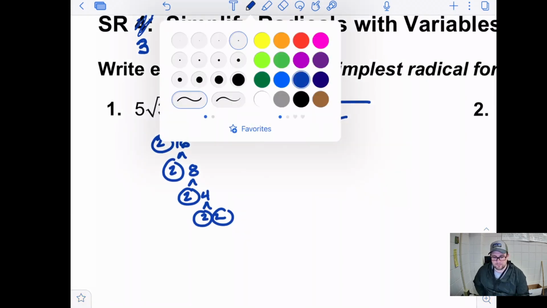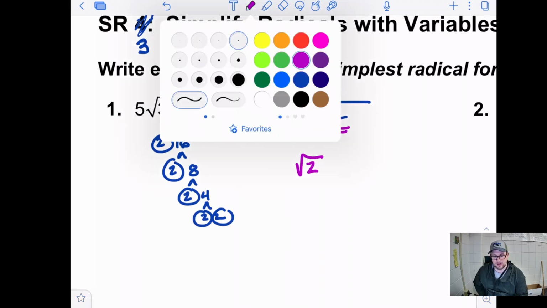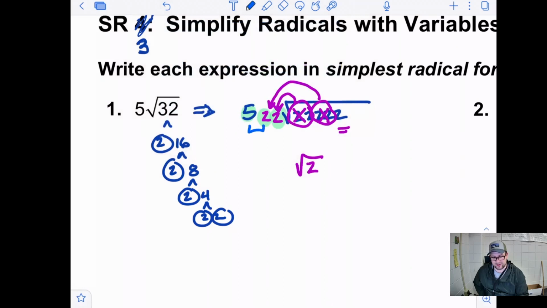Now, the way this process goes is if you have 2 of the same thing, you can pull one of those to the outside, and then you cross them off on the inside. Here's another 2 2's, so I'm going to be able to pull another 2 to the outside, and I cross those out. Now, if you notice, we still have 1 2 that is remaining inside, so I keep that 2 inside, and then to figure out the outside number, those all get multiplied together. So 5 times 2 gives us 10, 10 times 2 gives us 20. So our final answer is 20 square roots of 2.